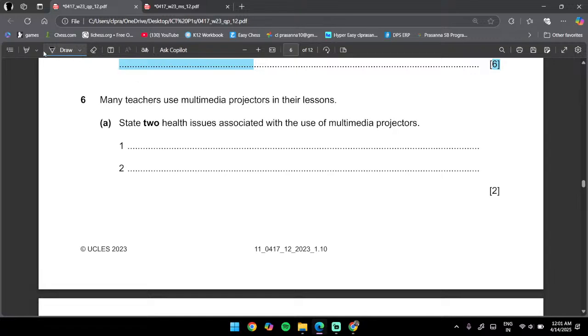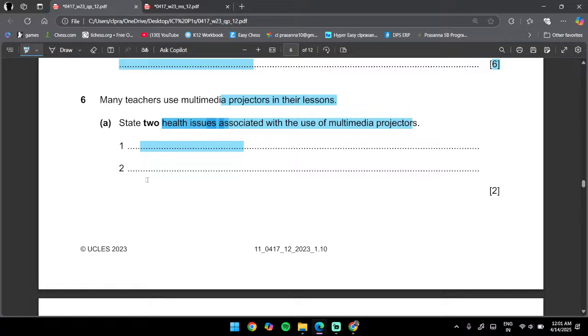Many teachers use multimedia projectors in their lessons. State two health issues associated with the use of multimedia projectors. Okay, so health issues, one of my favorite chapters because there's not really much to remember. Now, over here, please note that you can't mention RSI because there's no mention of you having any repetitive movement or anything.